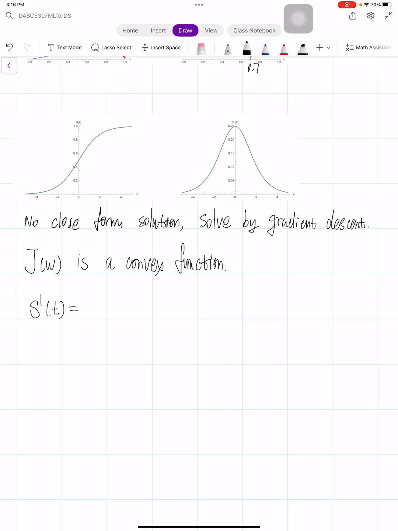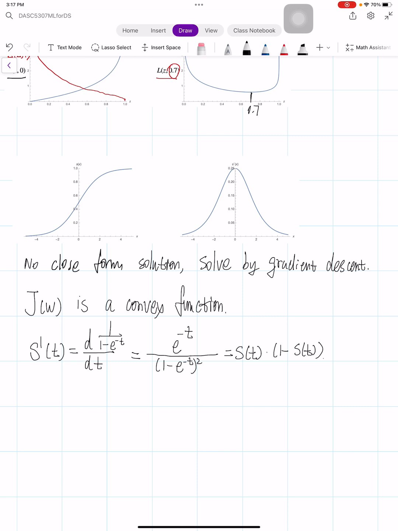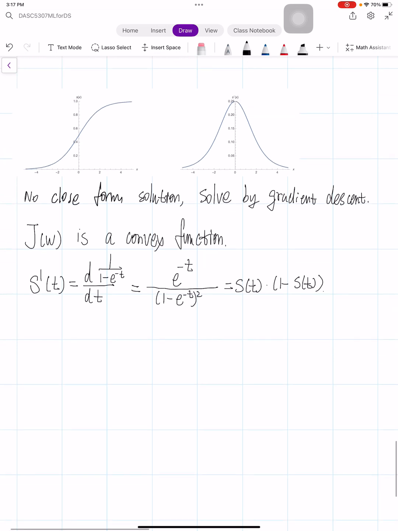What is the derivative of the logistic function? This is just 1 over 1 plus e to the power negative t, because by using the quotient rule, we know it's 1 plus e to the power negative t squared on the bottom, and the derivative of the bottom part is just e to the power negative t. Actually, this can be rewritten as s(t) multiplied by 1 minus s(t). So on the left hand side, this is the logistic transformation, and on the right hand side, this is the derivative of the logistic function.